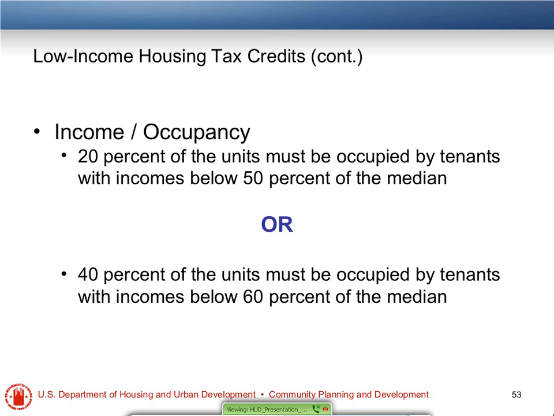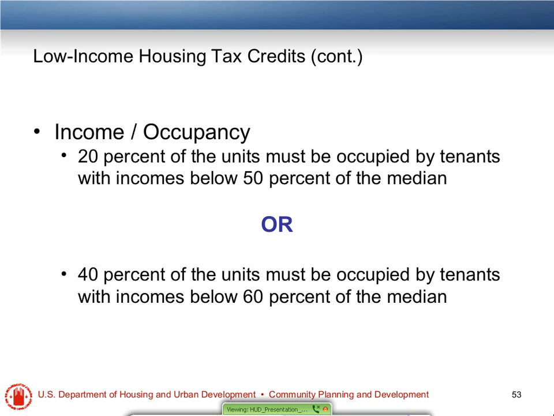There are 2 ways to qualify as a low-income project, and these are definitions provided by the Internal Revenue Service. If 20% of the units are occupied by tenants with incomes at or below 50% of the area median income, then it's considered a low-income project. Or the developer could choose the second definition of low income, which is 40% of the units must be occupied by tenants with incomes at or below 60% of the area median.